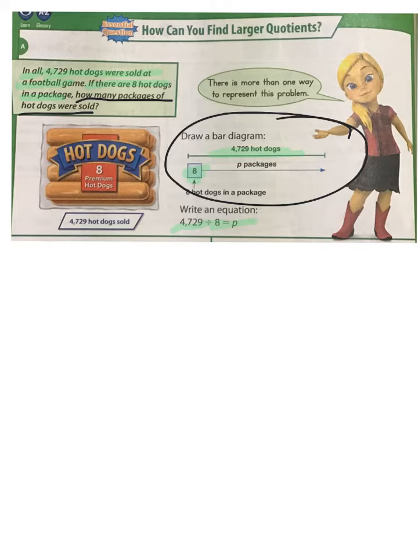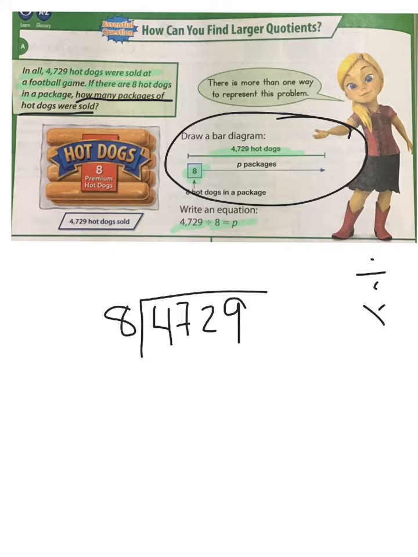Now let's write the problem in our division bracket. We put our dividend inside the bracket, so we have 4,729 divided by 8. We are going to use our same steps of divide, multiply, subtract, bring down, repeat. So first we're going to start dividing. We want to find out how many times 8 goes into 4.